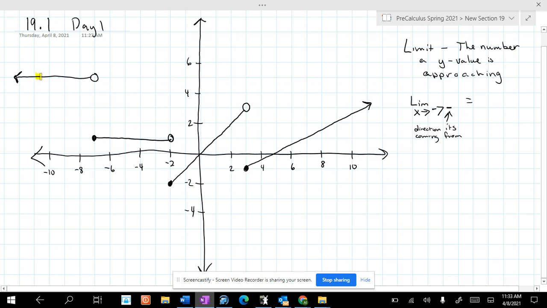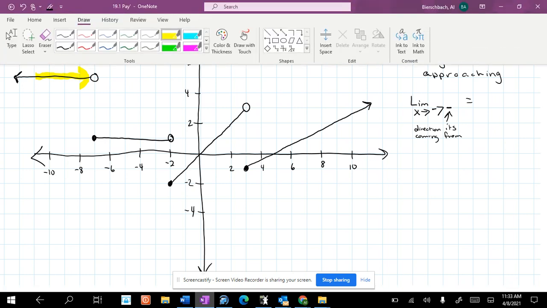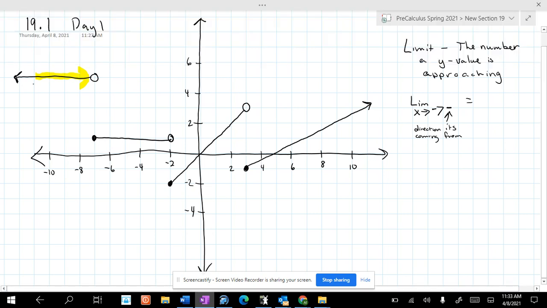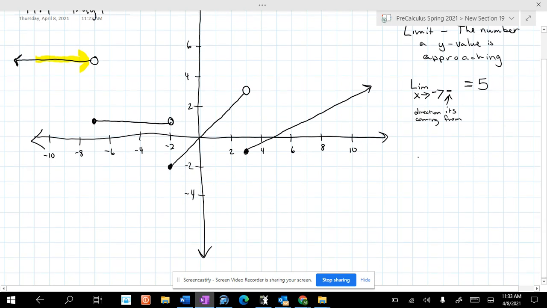So that means as you're coming like this. What is the y value of this number? Well, the y value along that line never changes. What's the y value here? 5, exactly. So that's the limit as x approaches -7 from the left.